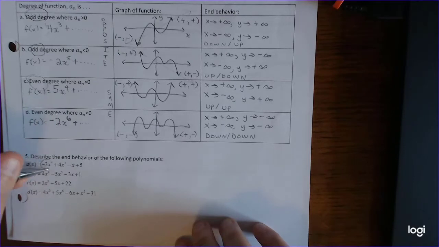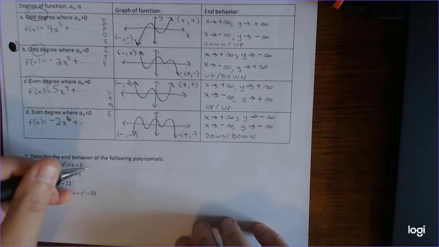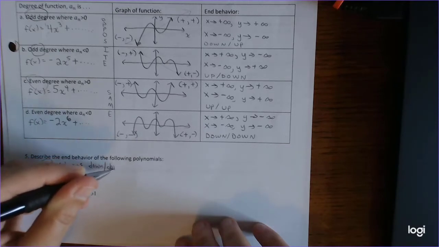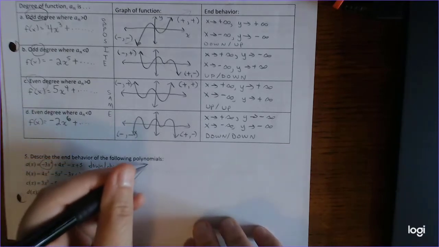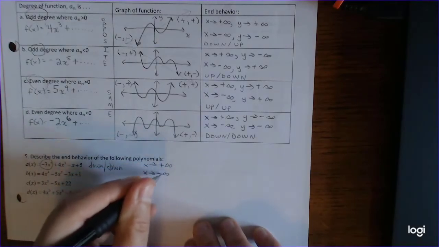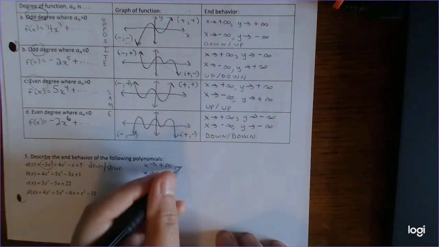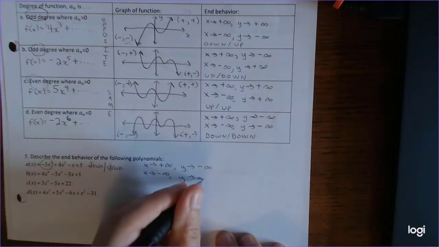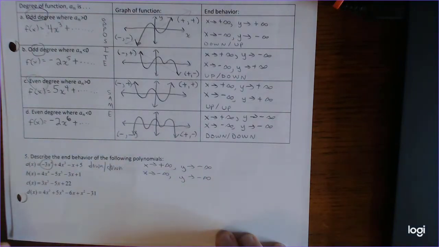That means I don't care about anything but the leading term. So this leading term is a negative leading coefficient but an even degree. So this is going to be down-down behavior. But we want to practice writing this out. So as x goes to the right, or as x goes to the left, y goes down, and y goes down. So B, it's tricky.